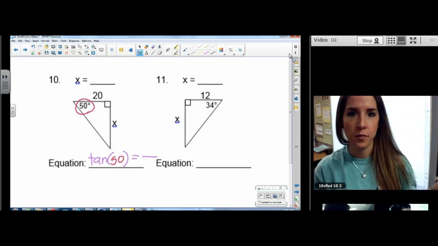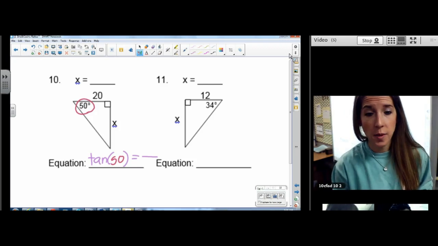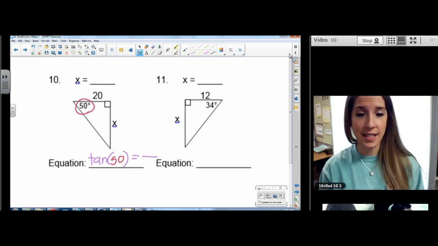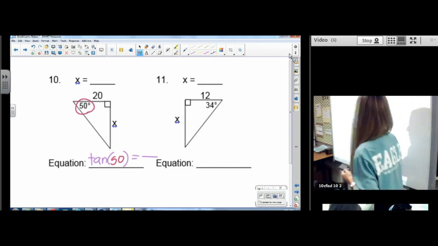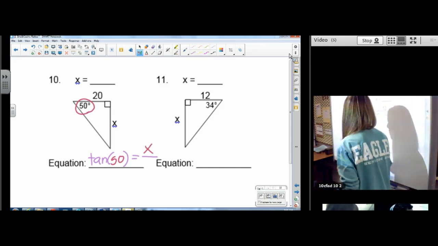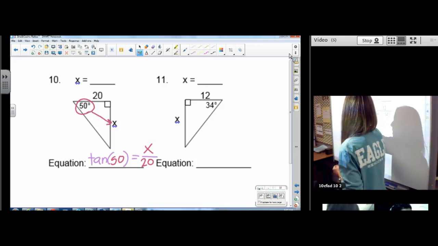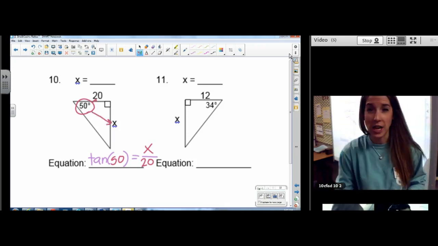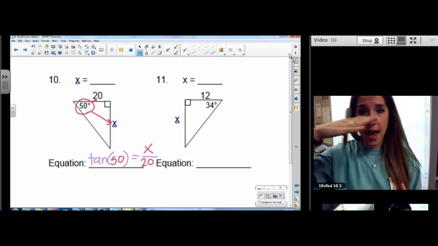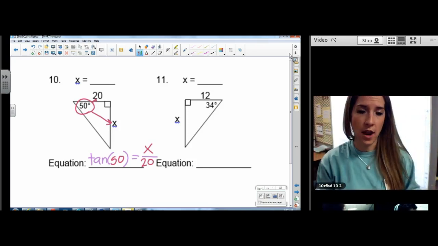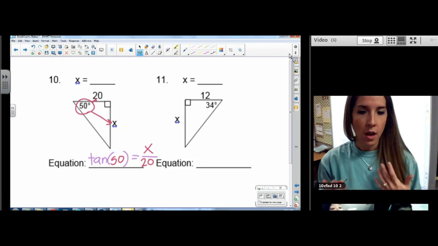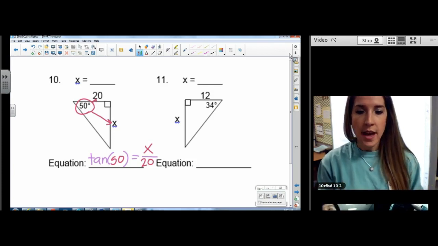Just the angle. Then we learned yesterday, and I hope you wrote in your notes, that tangent is opposite over adjacent. You see how x compared to the 50, x is opposite, and 20 is next to, it's adjacent, it's touching the 50. That side is touching the 50-degree angle. Opposite over adjacent.